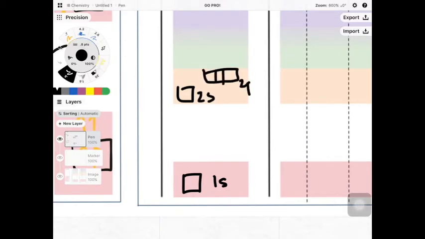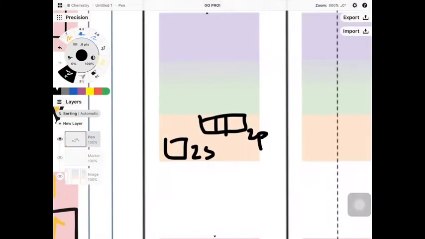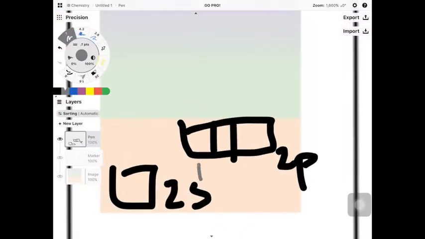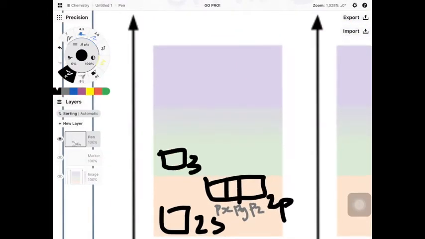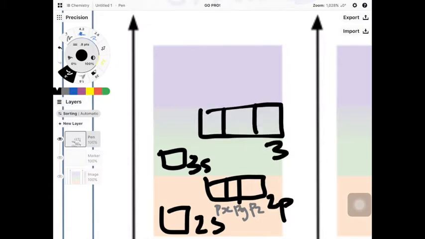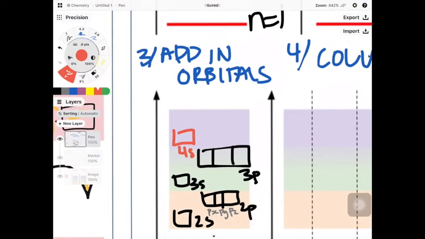P can have 3 different orientations, so we show 3 different boxes for each of those orbitals. Px, Py, and Pz. The third energy level has S, P, and D. So let's draw that. So we have our 3s, 3p, and then this is an exception. Our 4s is actually lower than our 3d sublevel.